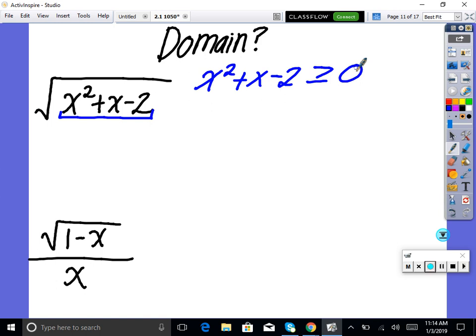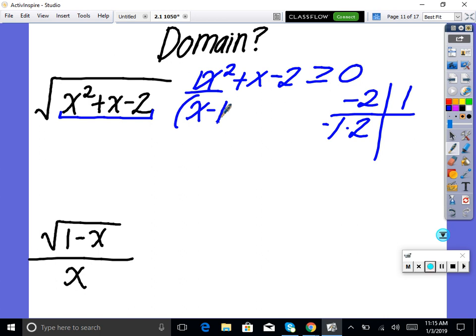Now, solving a quadratic inequality is different than linear. Linear, you can just solve for x. But with quadratic, we have to find the zeros and then test on a number line to find our domain. So let's find the zeros. To find the zeros, we would factor this. What multiplies to be -2 and adds up to be 1? -1, +2. I can quick factor because my leading coefficient is +1. So this quick factors to be x minus 1 and x plus 2. So if that's true, then our zeros are 1 and -2.